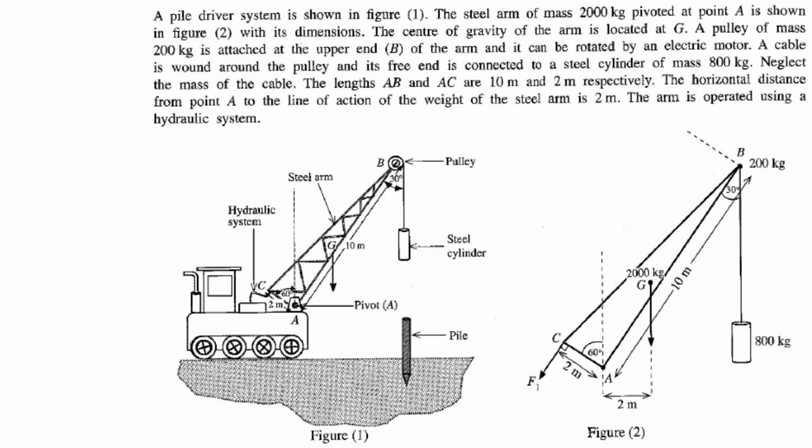A cable is wound around the pulley and its free end is connected to a steel cylinder of mass 800 kilograms. Neglect the mass of the cable. The lengths AB and AC are 10 meters and 2 meters respectively. The horizontal distance from point A to the line of action of the weight of the steel arm is 2 meters. The arm is operated using a hydraulic system.